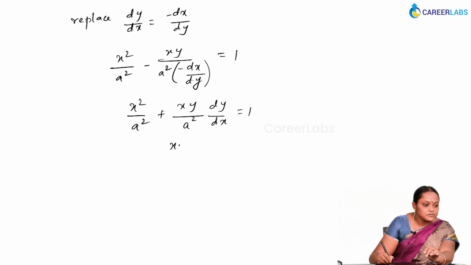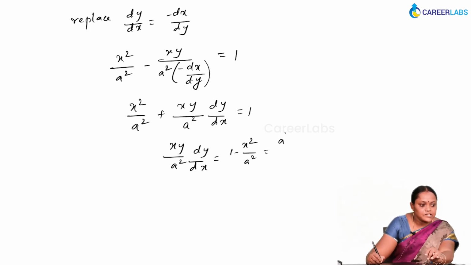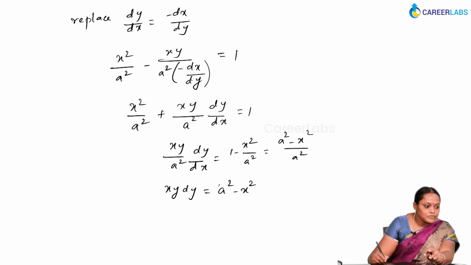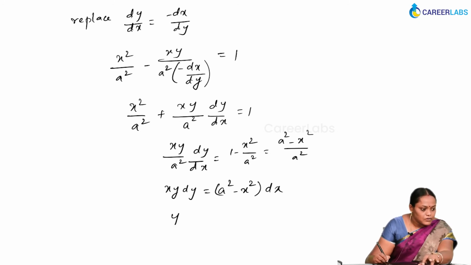So this is xy by a square dy by dx will be equivalent to 1 minus x square by a square. When you take the LCM, this will be a square minus x square by a square. So here it is xy dy is equivalent to a square minus x square into dx. A square will get cancelled, and when you cross multiply, it will become a square minus x square into dx. So now we are just separating the variables: y dy is equal to a square minus x square divided by x into dx. Now we are going to integrate this.